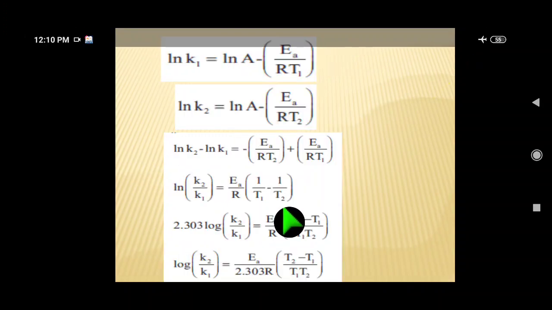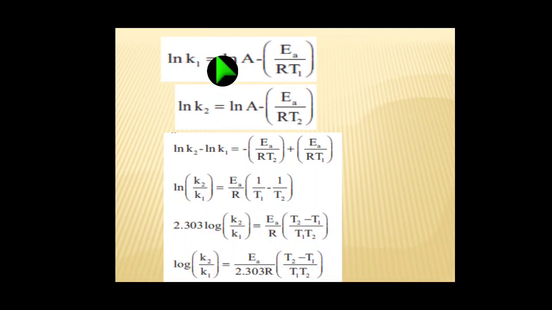Next, consider k1, k2 and T1, T2. At temperature T = T1, the rate constant is k1, and according to that you write the above equation. Then at temperature T = T2, the rate constant is k2, and likewise we can write it.